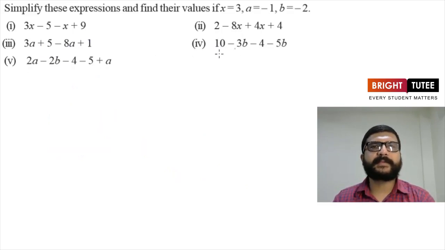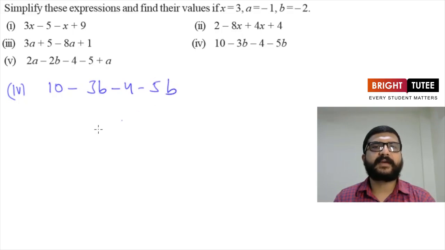Now the fourth expression, it is 10 minus 3b minus 4 minus 5b. So we will write this expression first. We are having 10 minus 3b minus 4 minus 5b. Now 10 minus 4, it is 6, minus 3b minus 5b. Minus 3 minus 5 is minus 8, so this will be minus 8b.